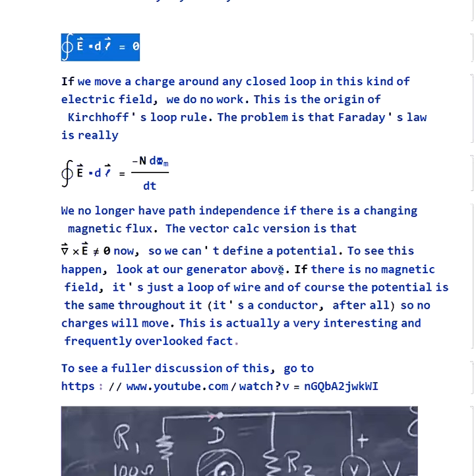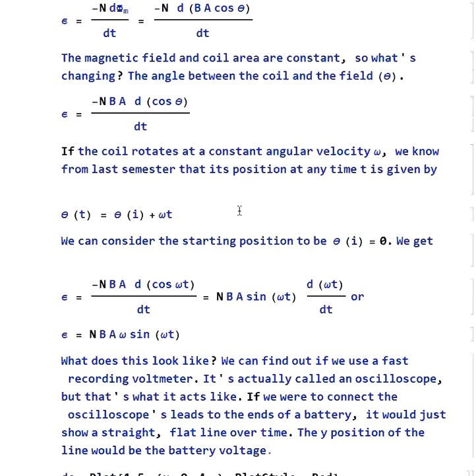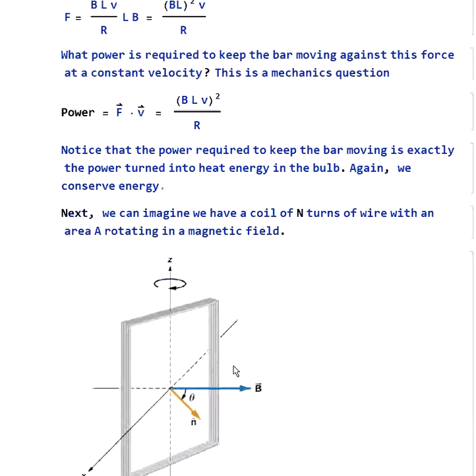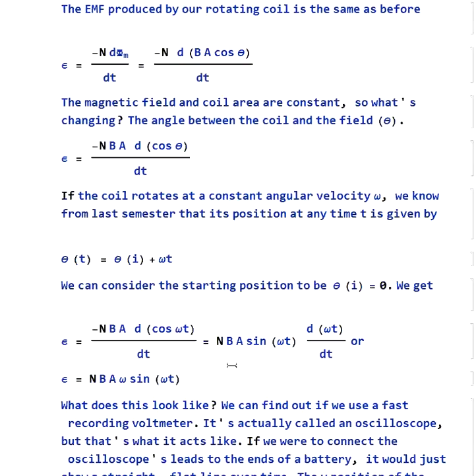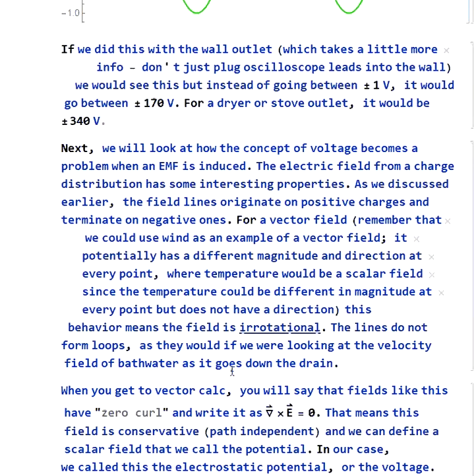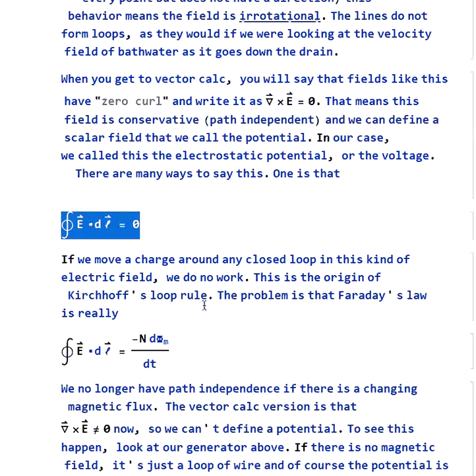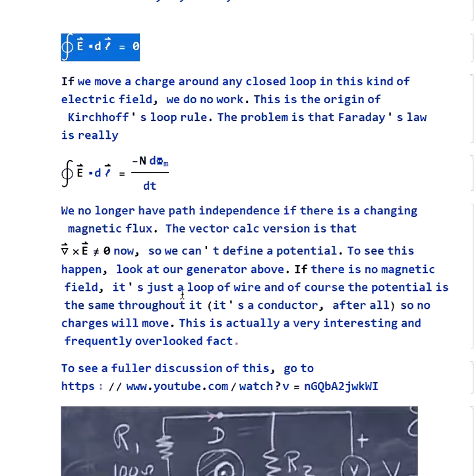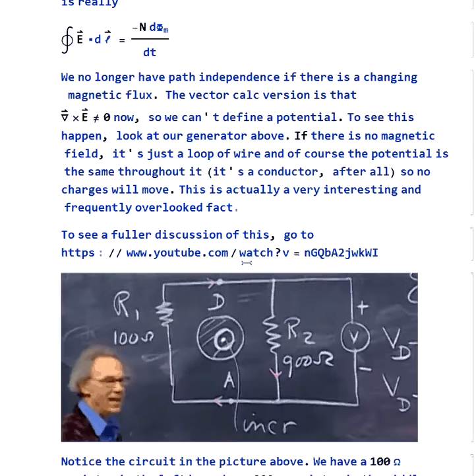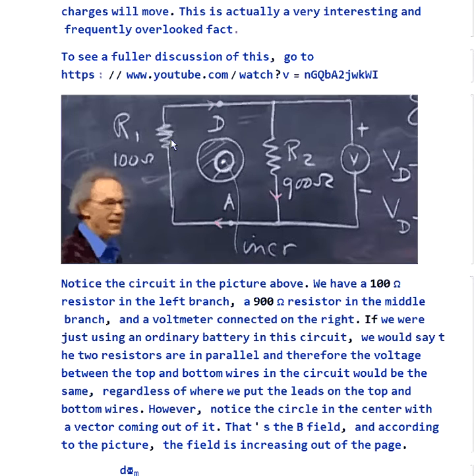If we want to look at this in action, we can look at our generator above. If we just have the loop of wire here sitting there, of course there's no potential difference. All of that conductor is at the same potential, no current flows. But when we start turning it in the magnetic field, we actually get an electromotive force and charges do move.